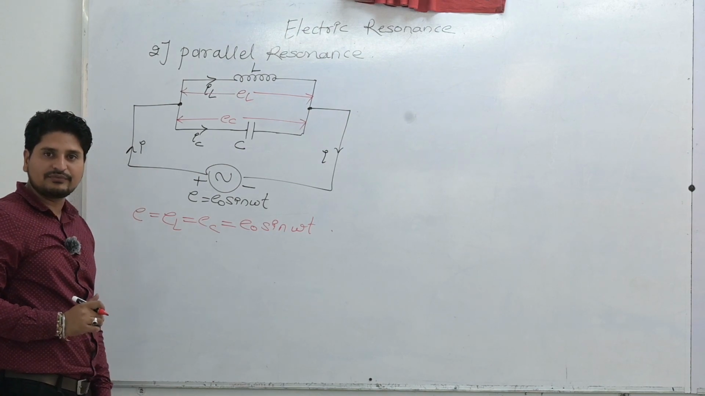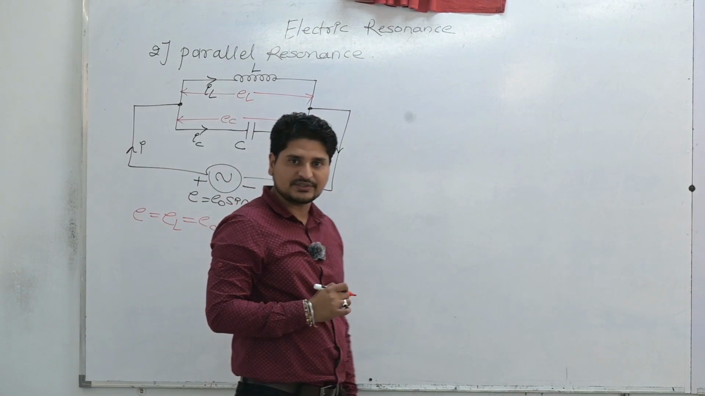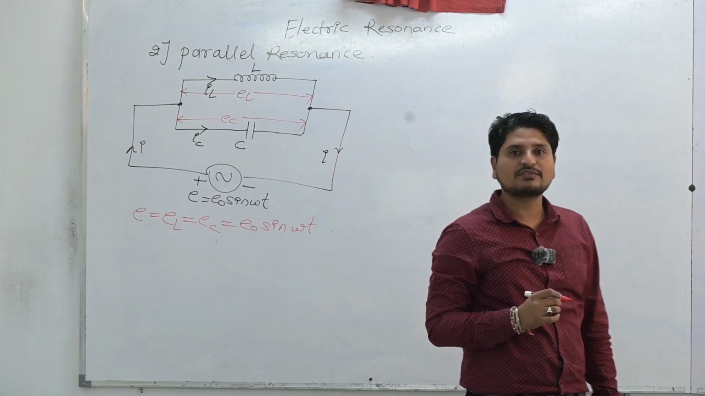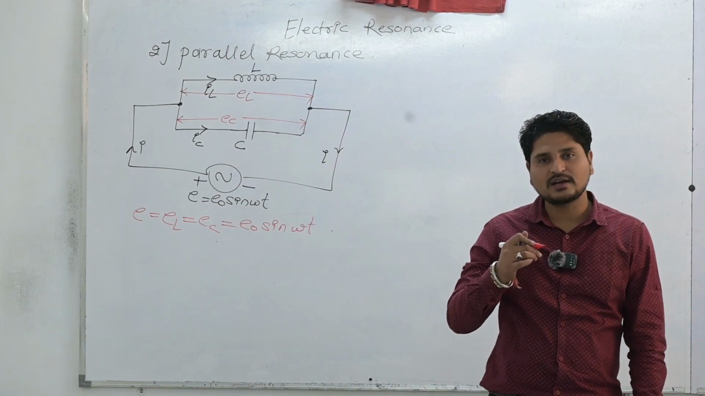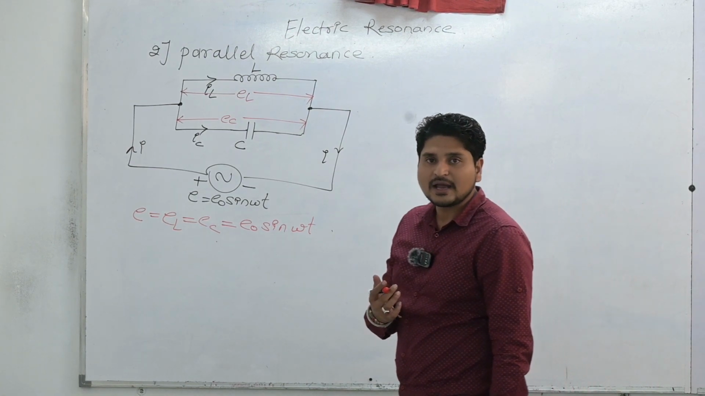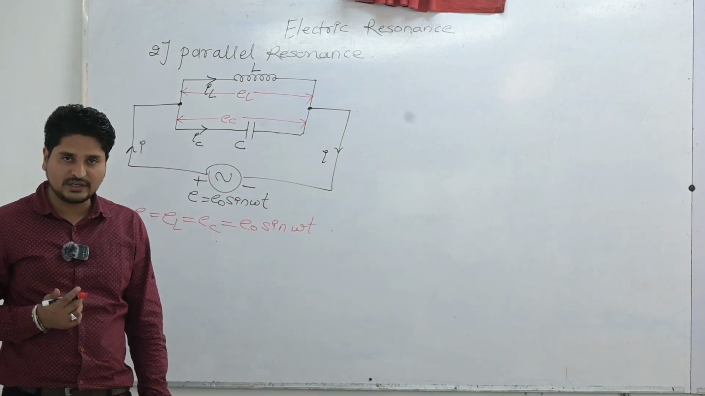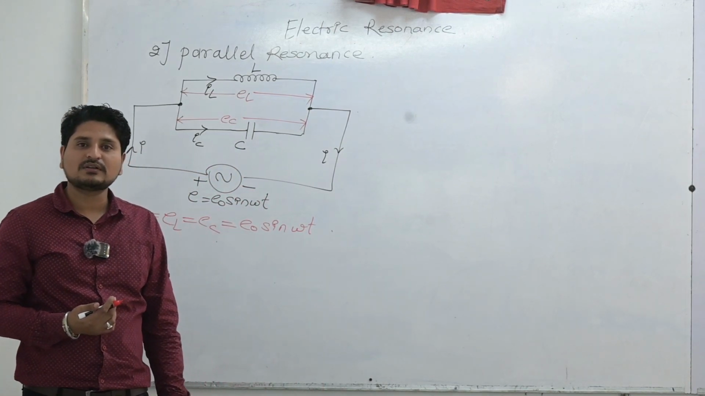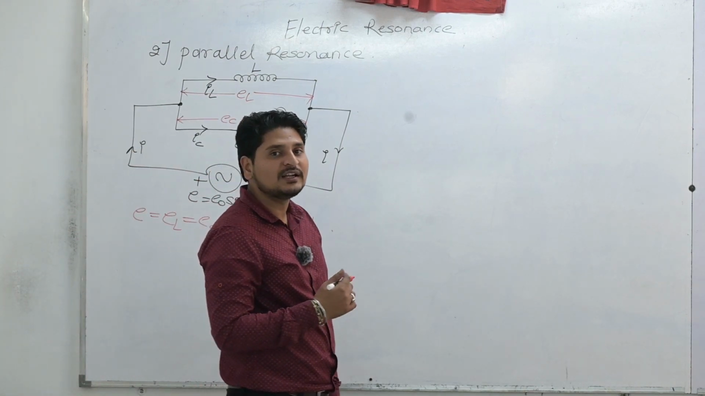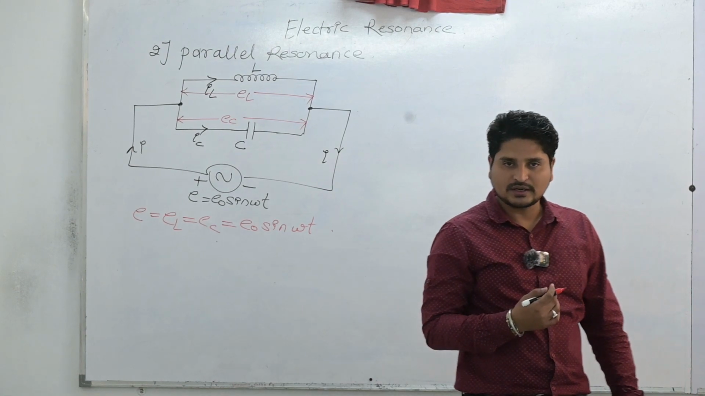So according to the phasor diagram for resistance, phasor diagram for inductance, phasor diagram for capacitance. So phasor diagram for resistance: EMF and current are in the same phase. Phasor diagram for inductance: EMF leads the current by pi by 2, or current lags the EMF by pi by 2. In capacitor, the phasor diagram for capacitor: current leads the EMF by pi by 2, and EMF lags the current by pi by 2.